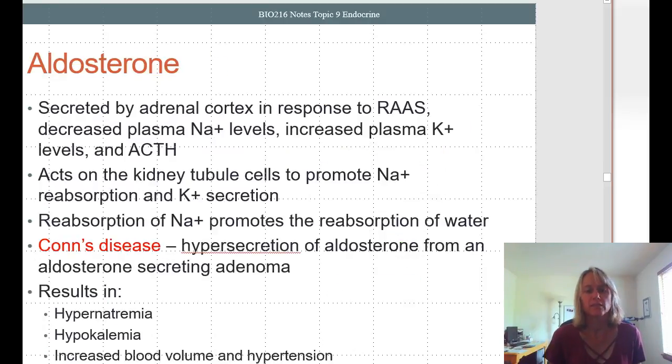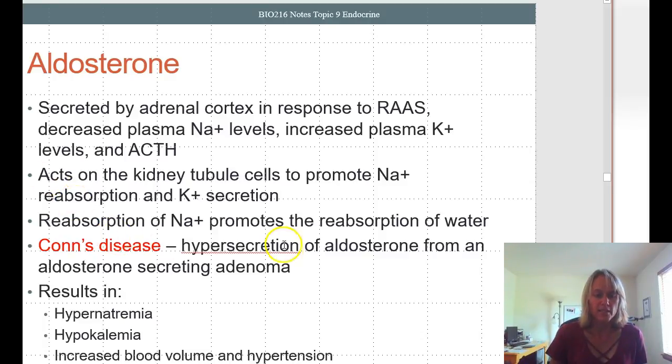So aldosterone is secreted by the adrenal cortex in response to the renin-angiotensin-aldosterone system, in response to low plasma sodium levels or high plasma potassium levels, as well as in response to ACTH from the anterior pituitary in response to stress. Aldosterone acts on the kidney tubule cells to cause sodium reabsorption and at the same time potassium secretion. It does this by causing production of sodium potassium ATPase, so it causes transcription of a sodium potassium ATPase as well as a luminal sodium channel.